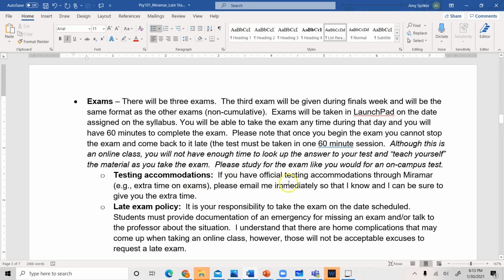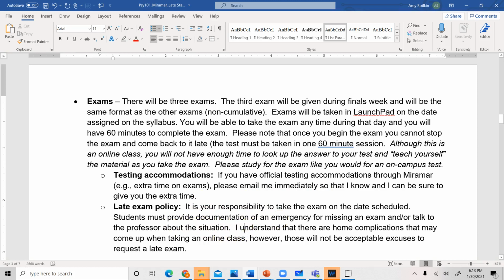In terms of testing accommodations, if you have official testing accommodations, like you need extra time on tests, email me immediately so that I know, and then I'm happy to accommodate you. It's your responsibility to take the test on the date scheduled. If you have some kind of emergency, you'll be required to provide documentation and talk to me about the situation.